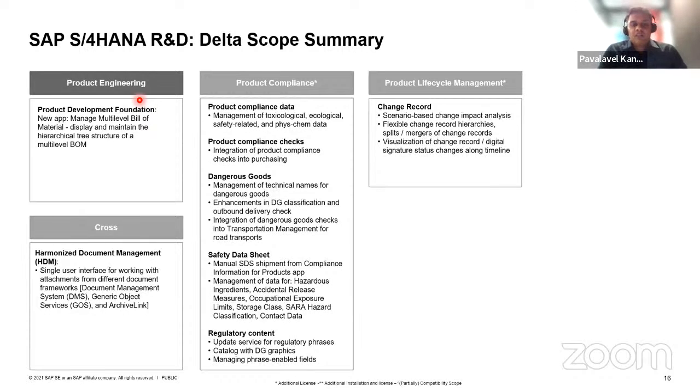So safety data sheets, you can maintain all the compliance information in the system related to your products. Safety data sheets contain multiple pieces of information. So what are the data which you can maintain? You can maintain hazardous ingredients, accidental release measures, occupational exposure limits, storage class, SARA, hazard classification, and contact data.